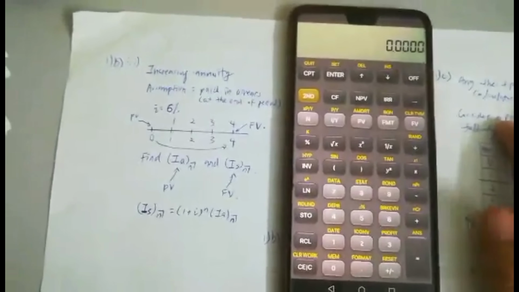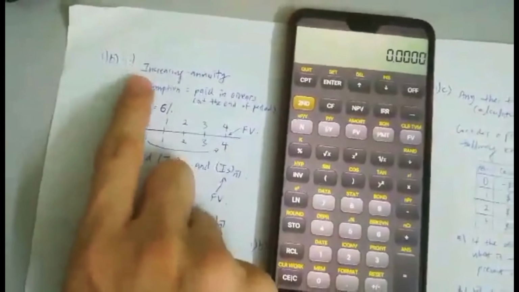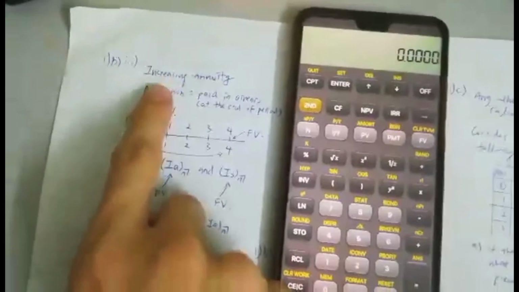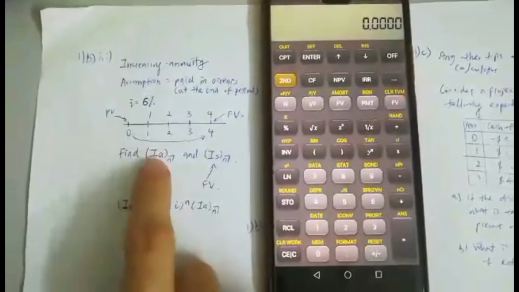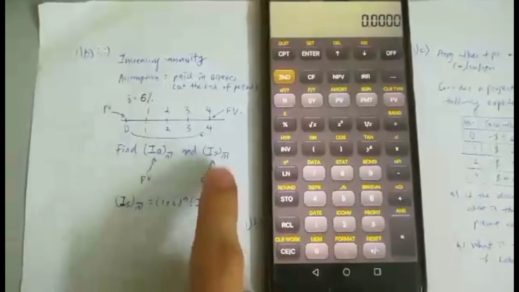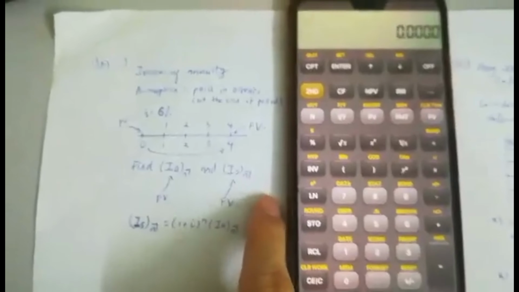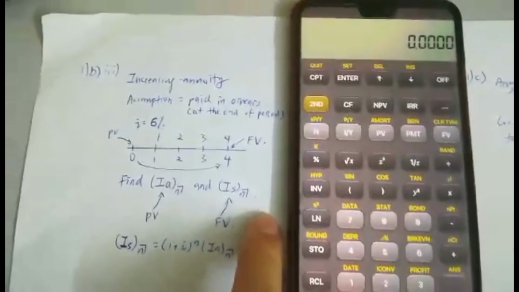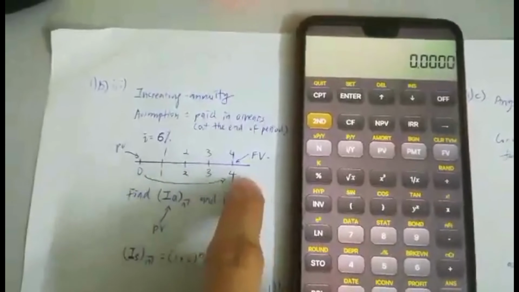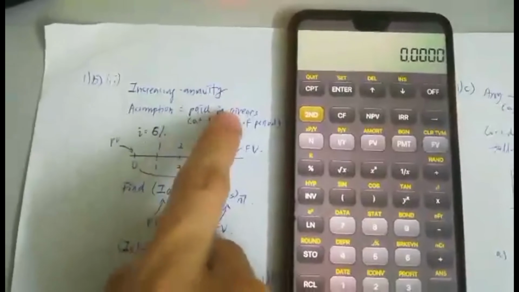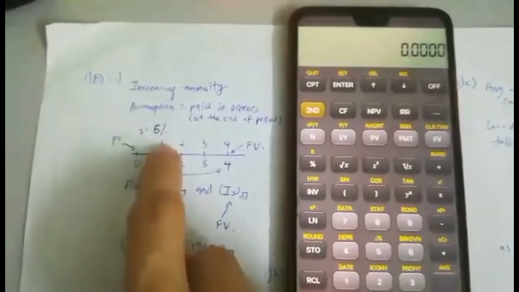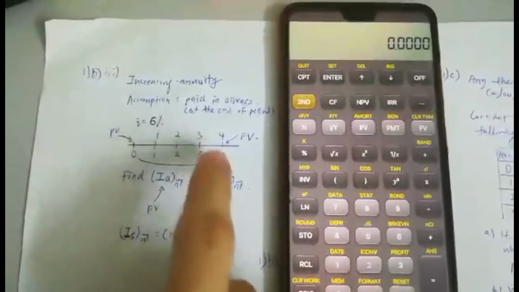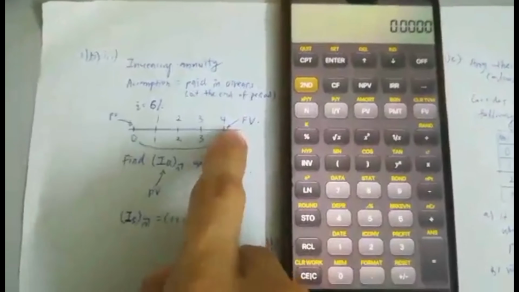I'm going to present question 1B3, which is to find the present value and future value of increasing annuity, which is denoted by (Ia) angle n and (Is) angle n. Okay, so we assume that this is the payment. Okay, so it's paid in arrears. So at time 0 pay nothing, time 1 pay $1, time 2 pay $2, time 3 pay $3, time 4 pay $4. So we need to find.